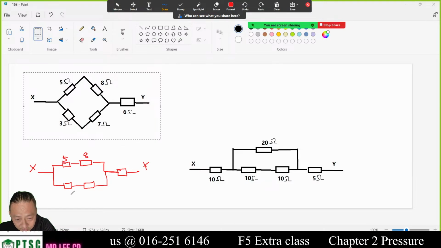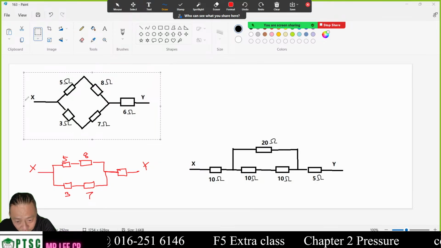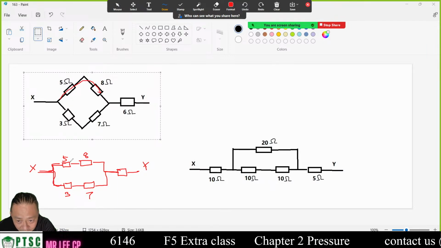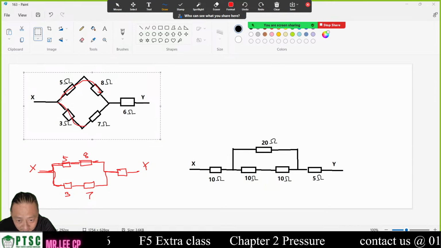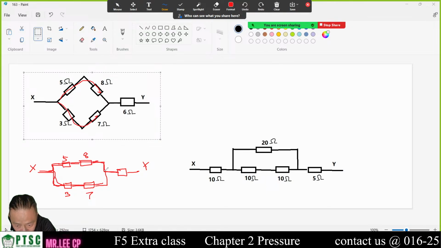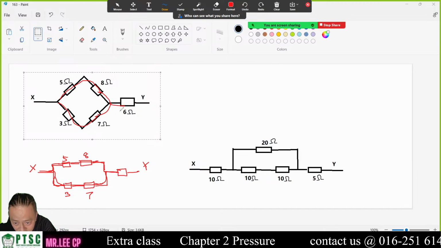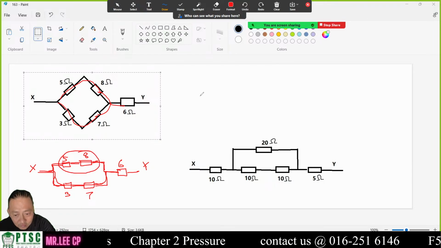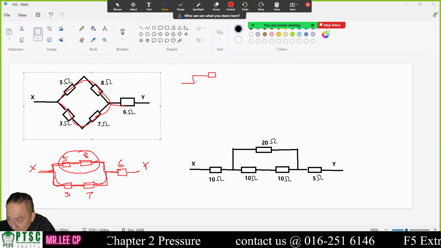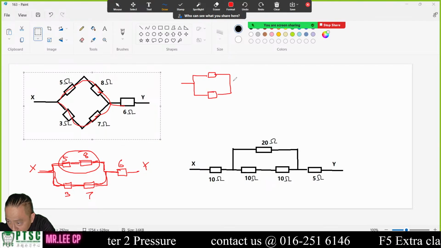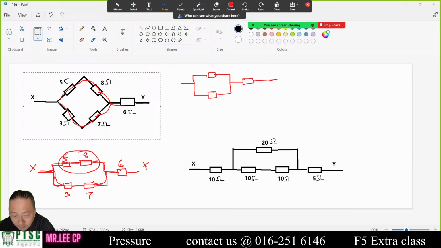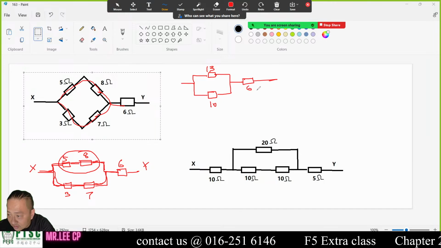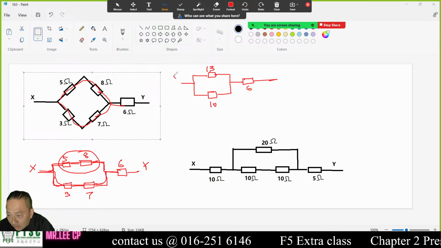So the current comes to here, it breaks into 2, 5 and 3. After 5 must go to 8, after 3 must go to 7. After that, 7 and 3 combine together, they go to 6. So this one is 13, this one is 10, this one is 6. This is X, this is Y.